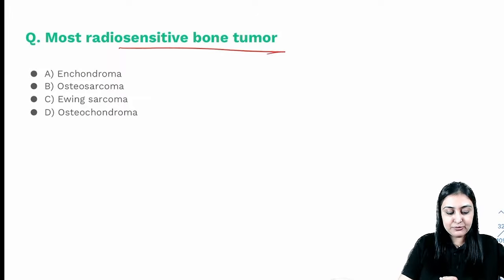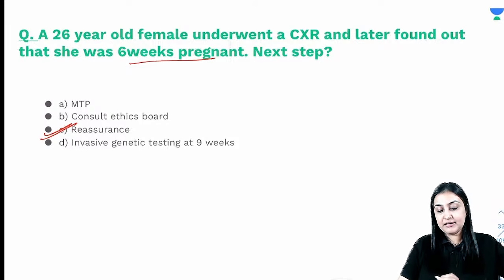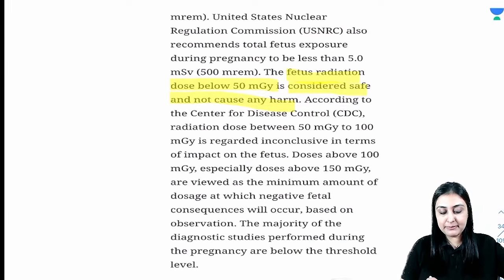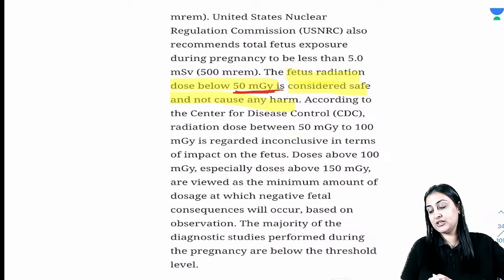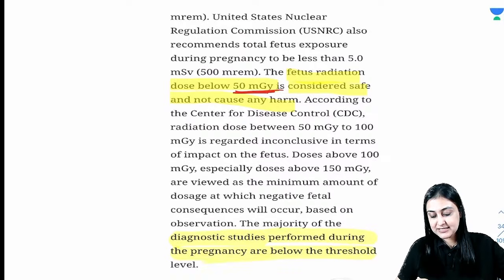Easy. Most radiosensitive bone tumor: Ewing's sarcoma. A 26-year-old female underwent a chest x-ray, later found out she was 6 weeks pregnant. What do we do? We reassure. Remember, whether it is x-ray, CT, or anything, we will just reassure, because according to the guidelines, below 50 milligray, which is a very large radiation, it is considered safe and will not have teratogenic effects, right? Such teratogenic effects will only happen if we have some sort of a nuclear accident. So most of the diagnostic studies performed during pregnancy are below the threshold level, right? So this is something you have to keep in mind.